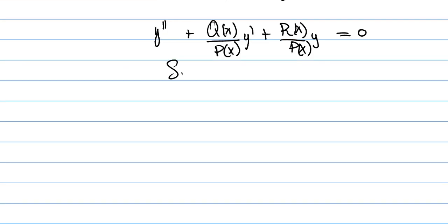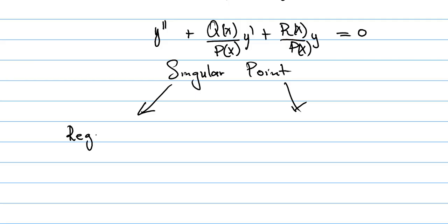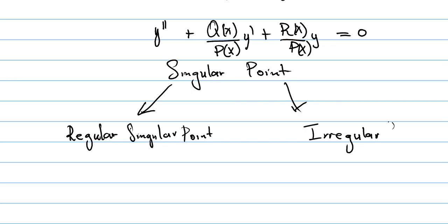So a singular point has two quantities. So it's a regular singular point, or then you have an irregular singular point. Okay, you have those two.